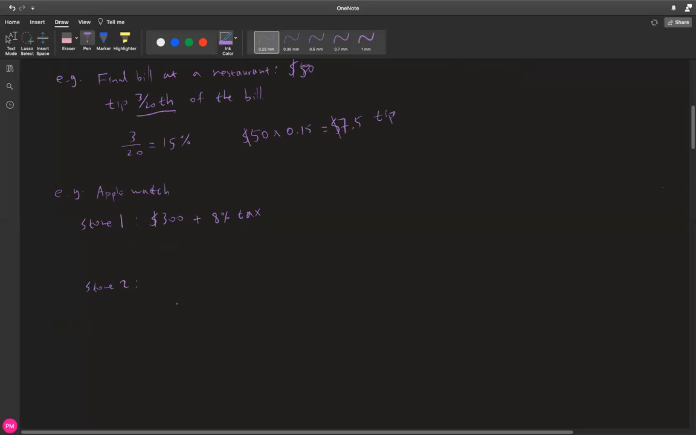In store 2, let's say they had it for $313, which is clearly more expensive. But the store has a 5% discount. And also take into consideration that you still have to pay the tax.